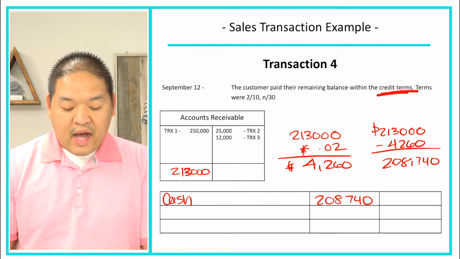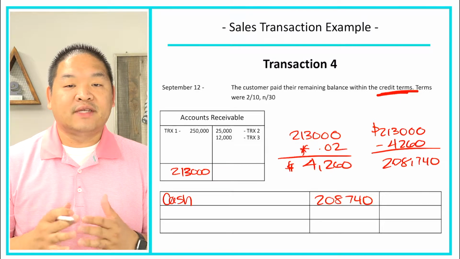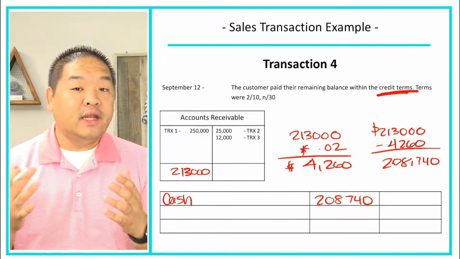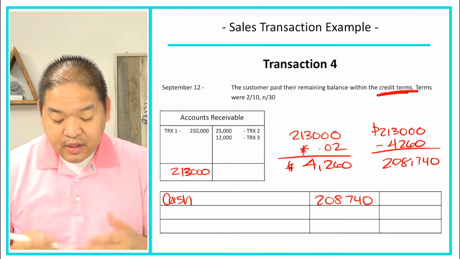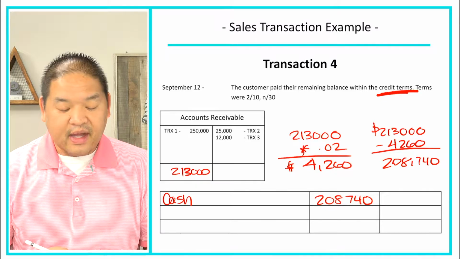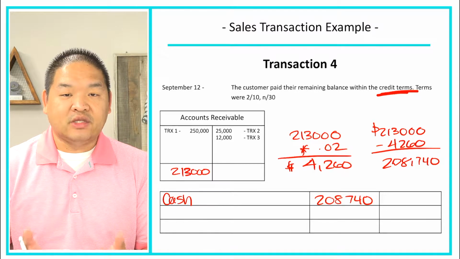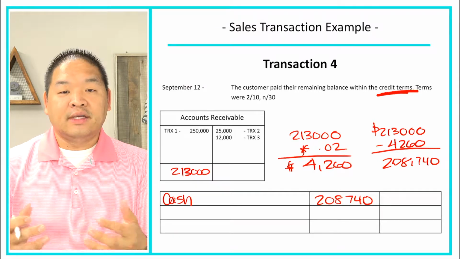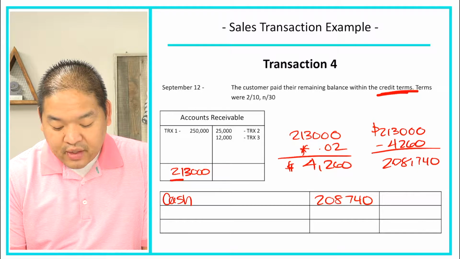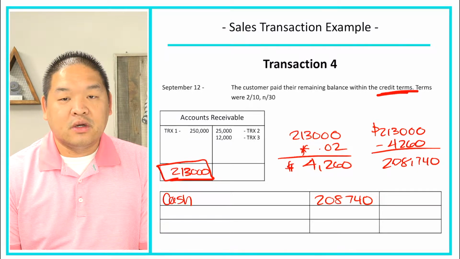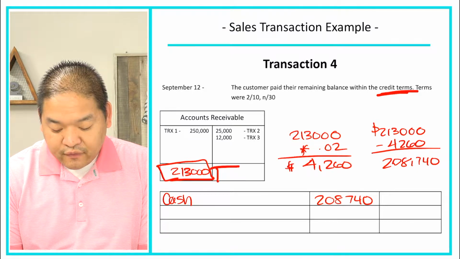$208,740. And then we also know that we have to extinguish all of their debt. So if we know we need to extinguish all of their debt, then we're going to get rid of the accounts receivable. To get rid of the accounts receivable, we have to basically make the accounts receivable for that customer a zero. So to do that, it's already at a debit balance. To make it zero, we need to credit that balance for the full amount.